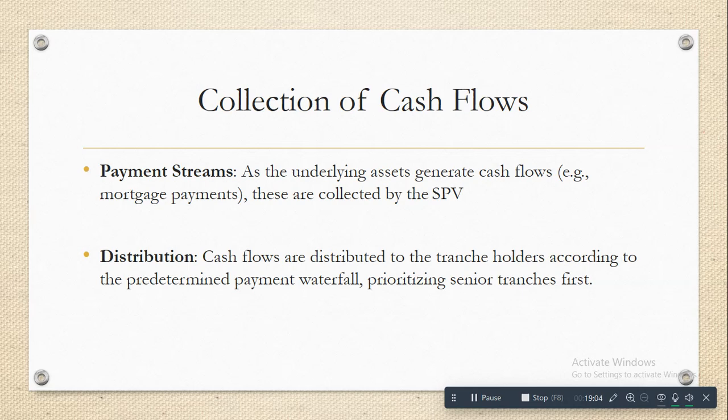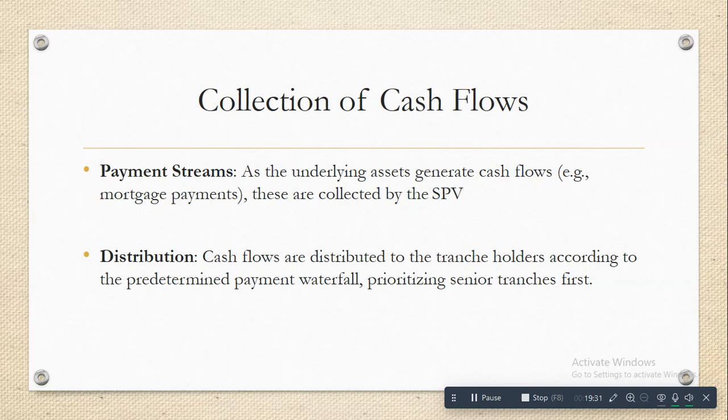Many times the issuer or the SPV will appoint a trustee or a kind of third party to oversee their functions. In that case, the third party will do all the things that the issuer or the SPV is doing. So once the payment is collected by the SPV, the next phase is the distribution phase.